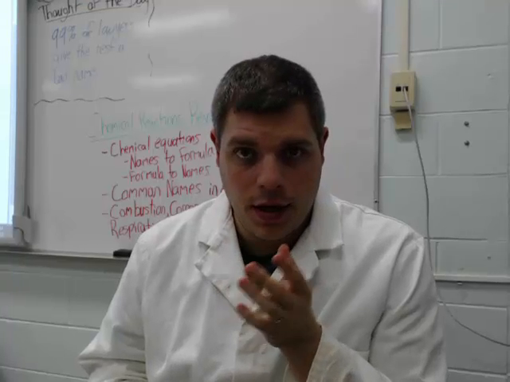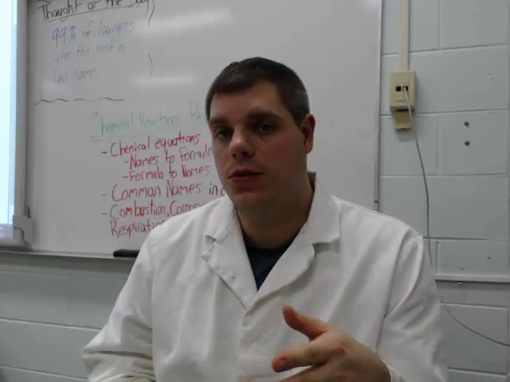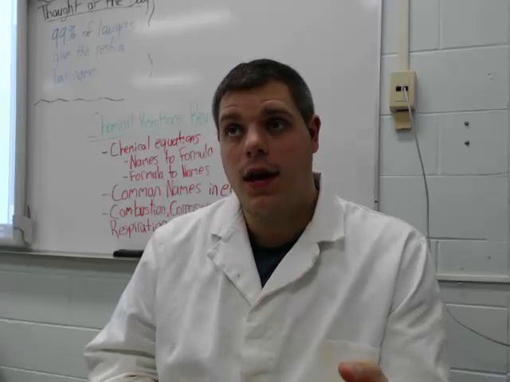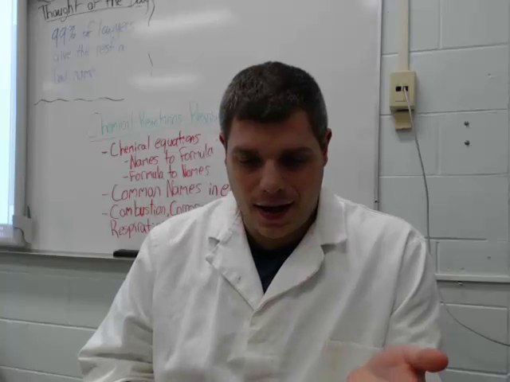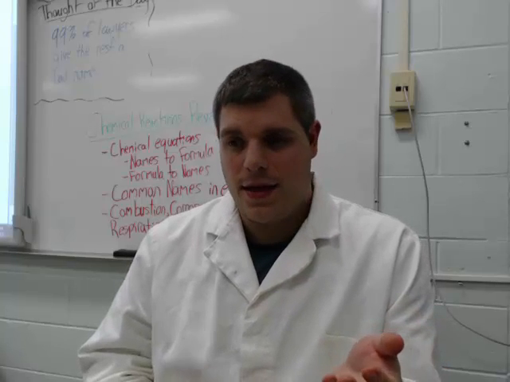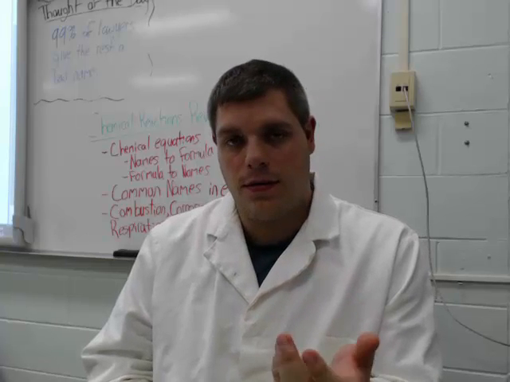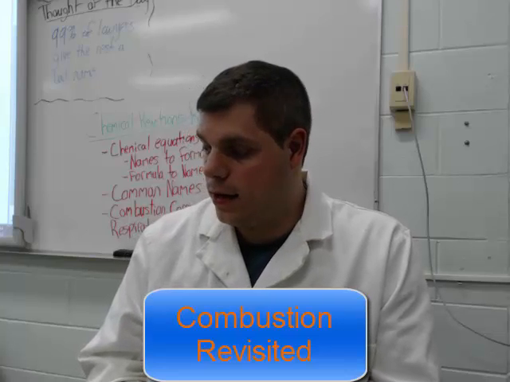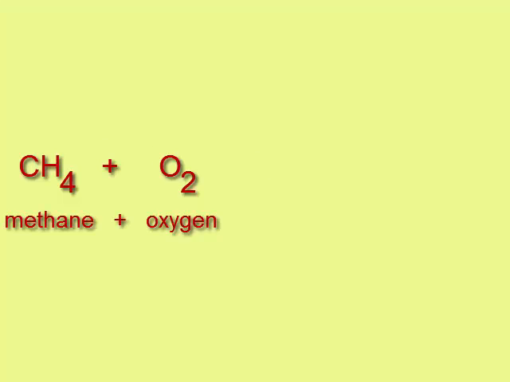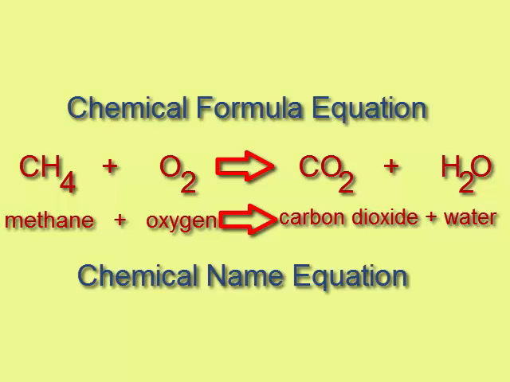So here's the tricky part. We need to put some of those common names into some of our word equations. You'll need to be able to draw on your memorized facts there, as for some of these common names you need to be able to show me the chemical formula. So for example, if I was chemically combining methane with oxygen to form carbon dioxide and water, you need to be able to write the chemical formulas for that.